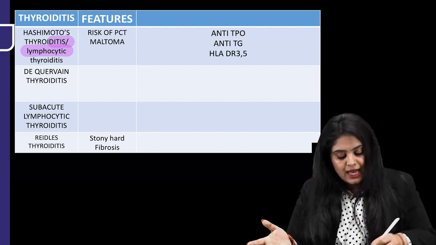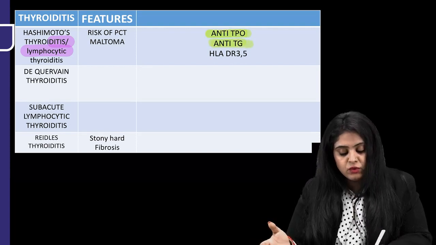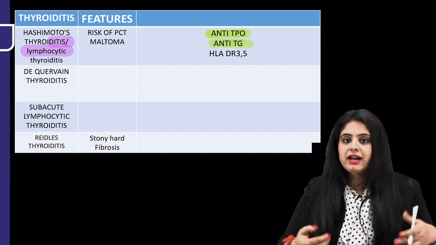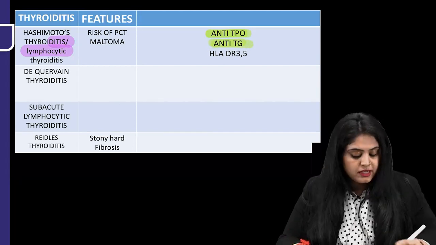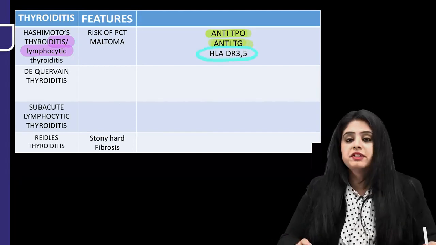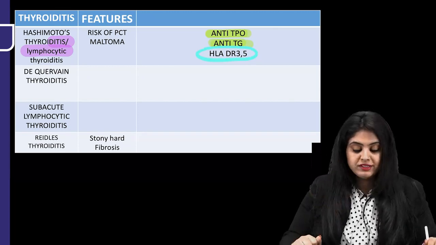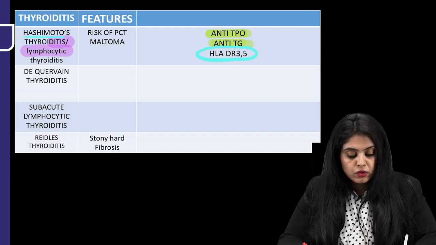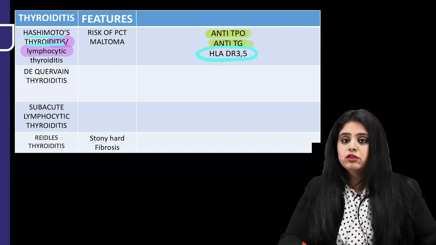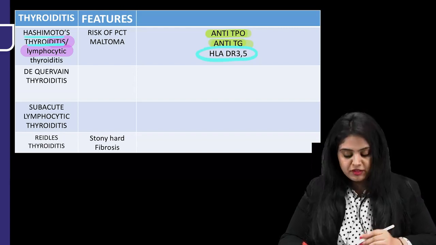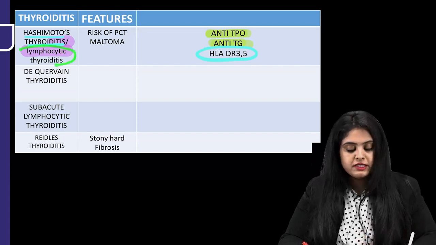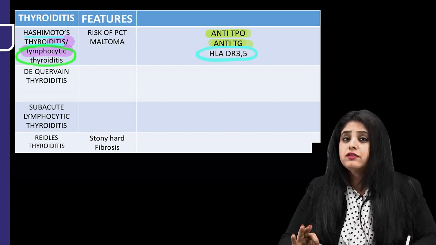For example, anti-TPO antibody, anti-thyroglobulin antibody. And in fact, why are these people making these antibodies? Because they have HLA polymorphisms, HLA DR3, DR5 polymorphism. So now my question to all of you is how is this going to look in the patient and the microscope? And then I'll tell you what are the risks present. I just called it lymphocytic thyroiditis. So I'm going to see lots of lymphocytes.